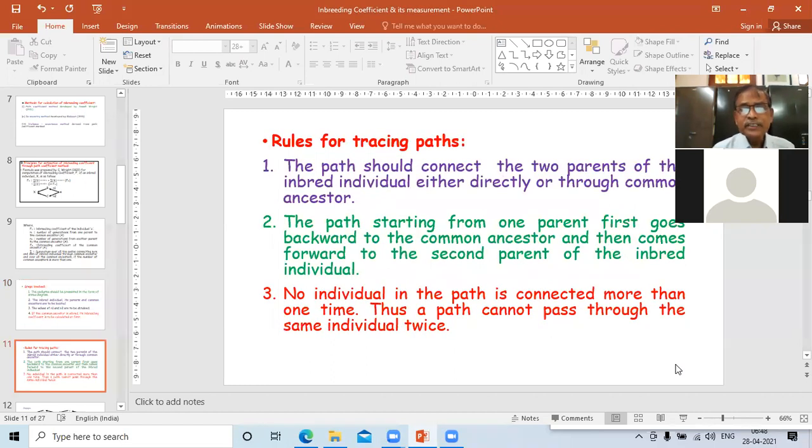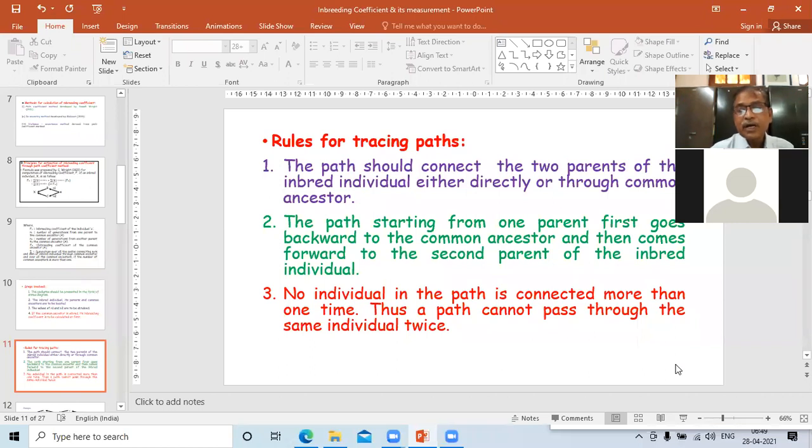Of the rules for tracing the path. कैसे हम path को trace करेंगे from the common ancestor to the parents of the inbred individual? पहला rule, the path should connect the two parents of the inbred individual either directly or through common ancestor. Clear? डायरेक्टली हो सकता है और थ्रू कॉमन एंसेस्टर हो सकता है. जैसे पहले मैंने आपको दिखाया, that complete path, that is parents of X, they are connected through the common ancestor. This is called complete path. So path should connect the two parents of the inbred individual X either directly or through common ancestor.